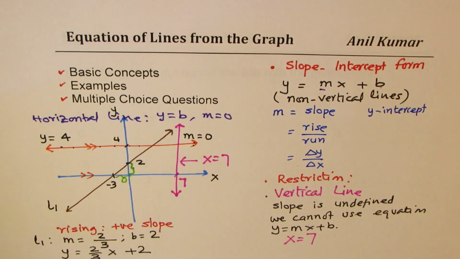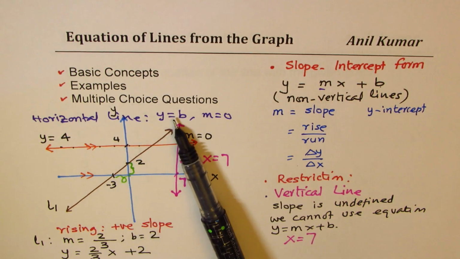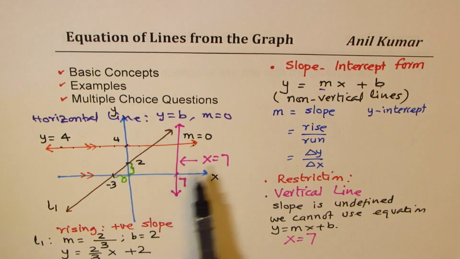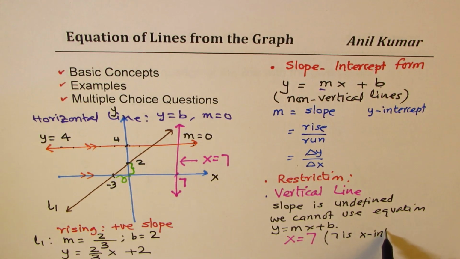So I hope with this, the concept is absolutely clear how to write equation of a line from the given graph. We'll actually take up slope-intercept form for any line. If the line is vertical, we'll use the x-intercept to write the equation, right? So x equals 7, where 7 is the x-intercept. In general, x equals a, where a is the x-intercept. So that is how you get the equation.